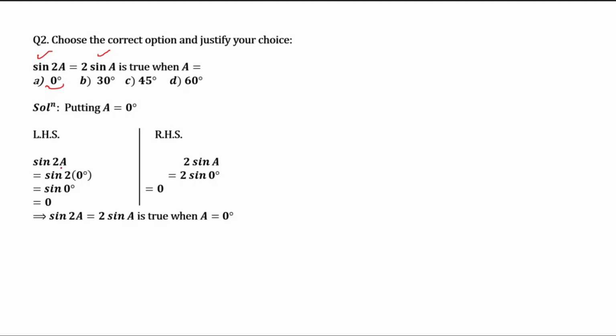So left side is sine 2a. So sine 2 times 0 degrees. 2 times 0 is 0. So we get sine 0. And we know that sine 0 is 0. That's how the left hand side turns out to be 0.